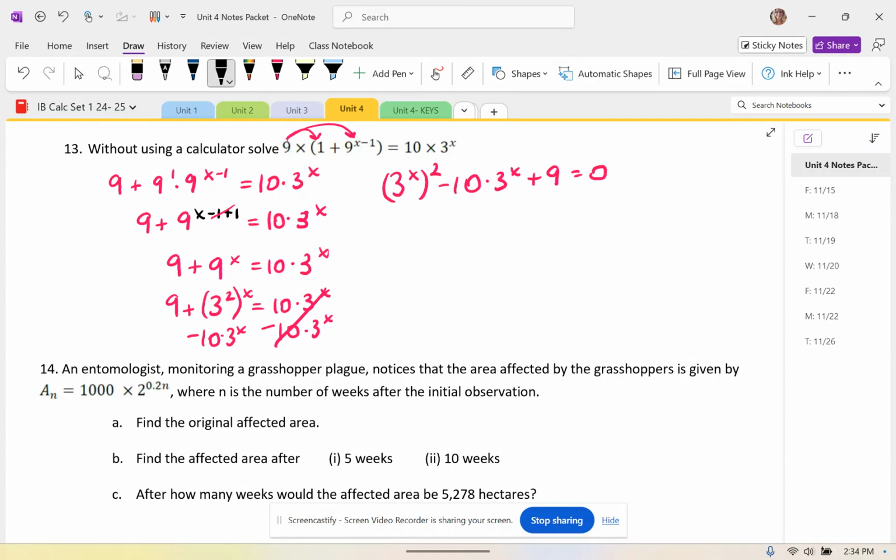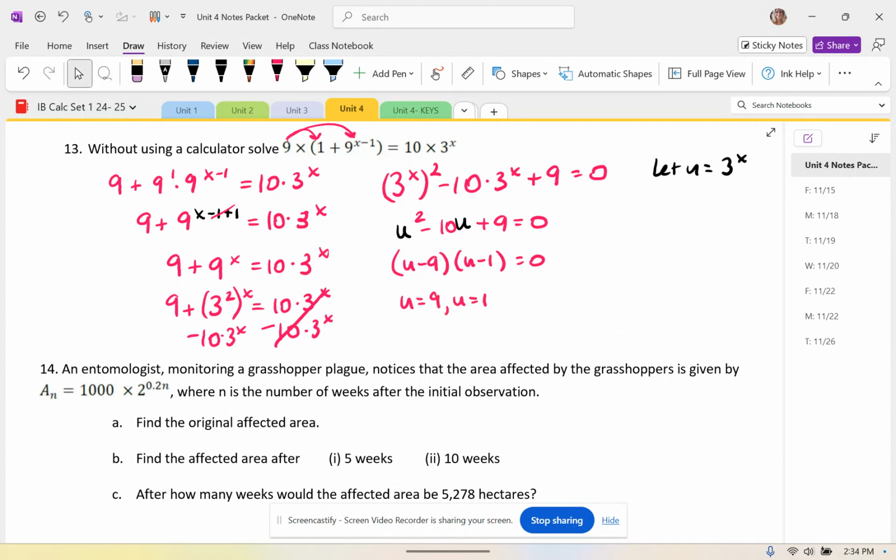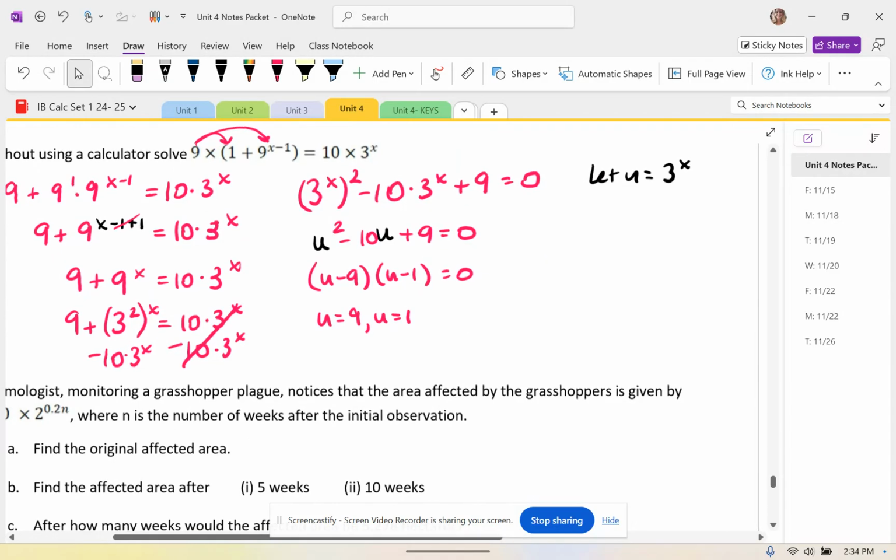So then now I'm going to let u equal 3 to the x. And I now have u squared minus 10u plus 9 equals 0. So then I've got u minus 9, u minus 1, u equals 9, u equals 1. Okay. These are both exponentials, so they're not in logs, so I don't need to end up testing my solutions at the end. I just have to find out what x equals, so that's fun.